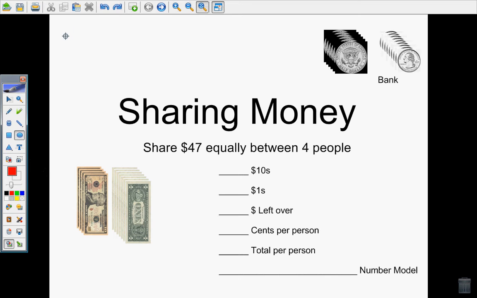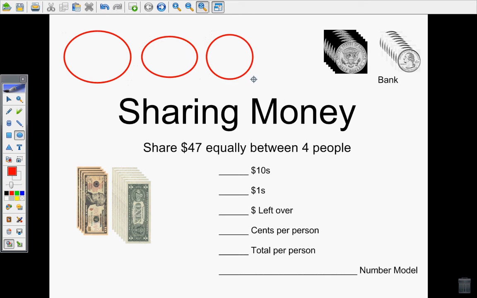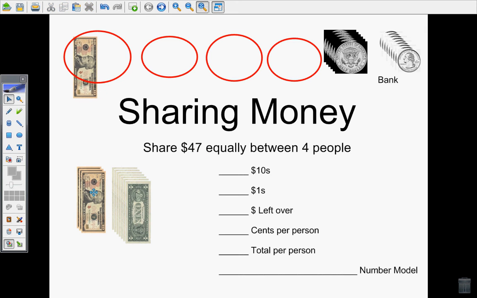I usually begin by drawing circles for those 4 people so I can visualize how the money is getting split up. Then you want to start with the biggest dollar amount that you can pull out. Now if I thought about 47, that could be 2 20s and then 7 ones. But if I have 2 20s, I can't share that amongst 4 people. So the next biggest dollar amount would be $10 bills. In $47, there are 4 $10 bills, and so each person could get one $10 bill.